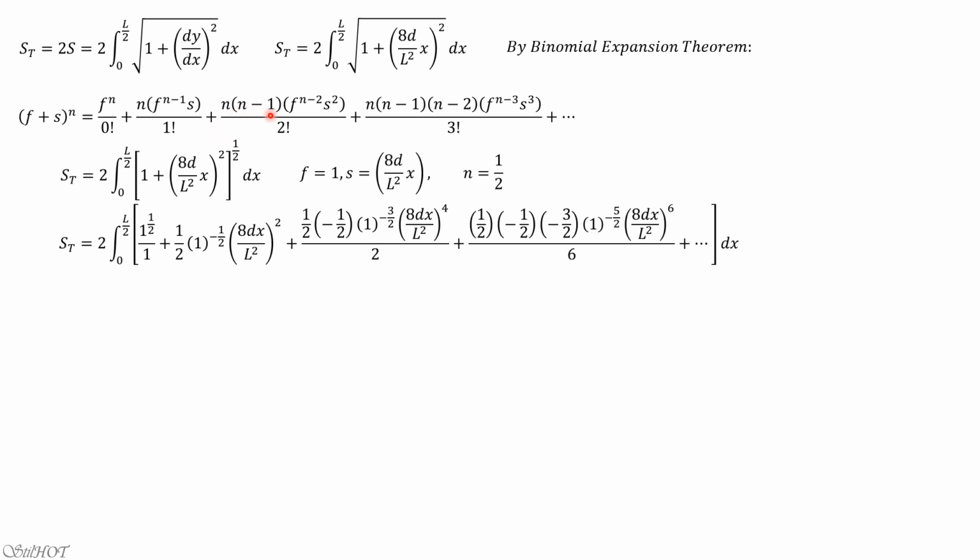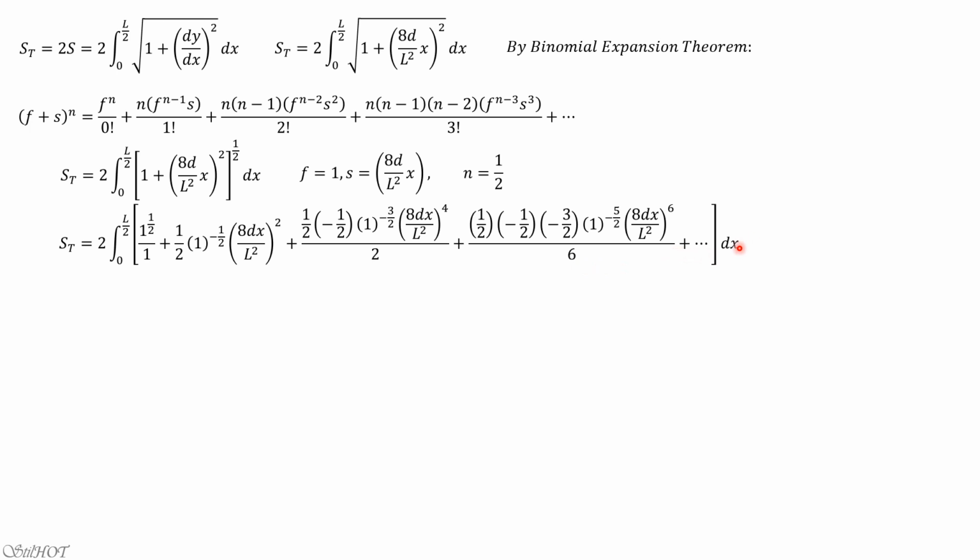Then plus 1 half, 1 half minus 1 is negative 1 half. Then first term is 1 to the 1 half minus 2, which is negative 3 halves. Second term raised to 2, since the second term is 8d x over L squared, squared. So raised to 2, it becomes raised to 4. Then divided by 2 factorial, which is still 2. Then this fourth term here is 1 half times negative 1 half times negative 3 halves times 1 to the negative 5 halves. Then the second term squared raised to 3 is the second term raised to 6, divided by 3 factorial, which is 3 times 2 times 1, so it is 6.